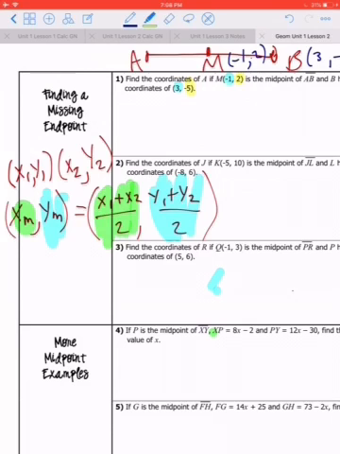M, this is an xm, ym, and B is an x2, y2. A is going to be your x1, y1. Okay, so just keep everything together with the formula.